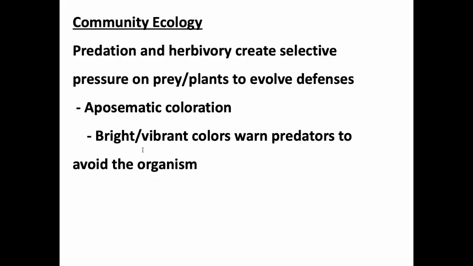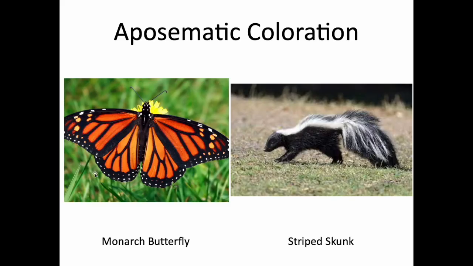This is bright or vibrant colors that warn predators to avoid the organism. This usually comes along with some sort of chemical defense. So the monarch butterfly is toxic. Don't eat it. You'll get very sick. And it's not trying to blend in with the flowers that it feeds from, or the leaves around it. It's trying to specifically stand out so that all the birds in that community are going to see it and know not to mess with it.